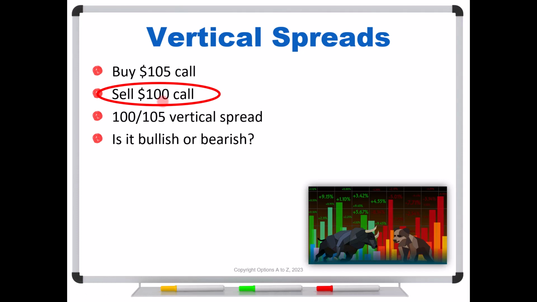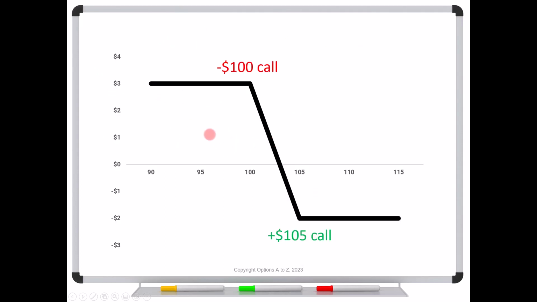Step number two, what am I doing with it? I am selling it. What's your outlook if you are selling a call? Well, that by itself is bearish. And therefore, this entire spread must be bearish. The purchase of this 105 is simply done as a hedge. So if we were to sell this 100-105 vertical spread, this would be the resulting risk graph. There is the sale of the 100 call. That's what's making it bearish.